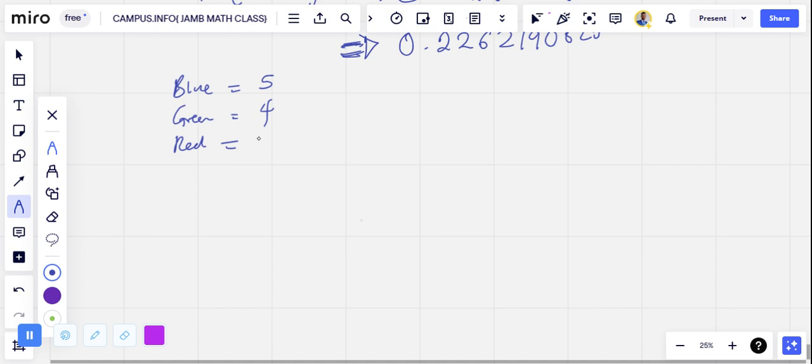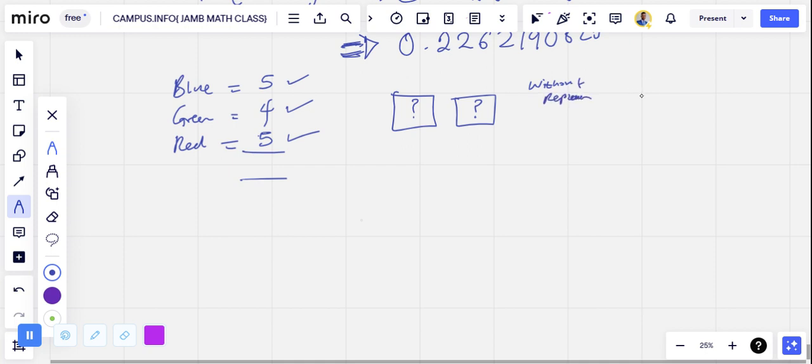Red is how many? Wait, red is how many? Okay, two what? Now listen attentively. Do you have the options there? But do you have the final answer so we can verify at the end of the day? All right, good.